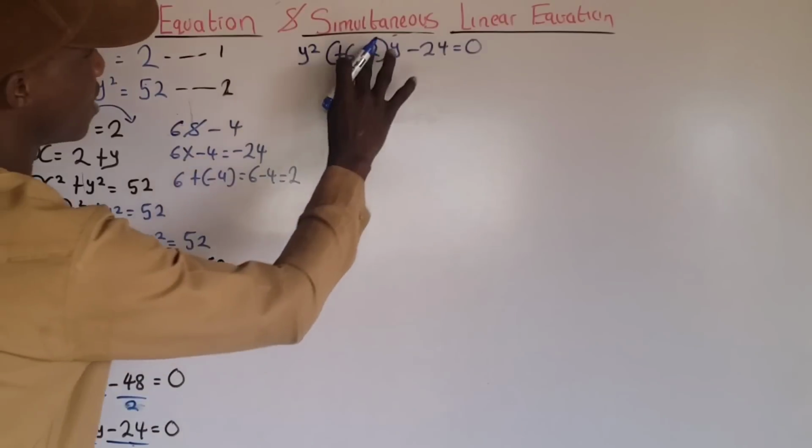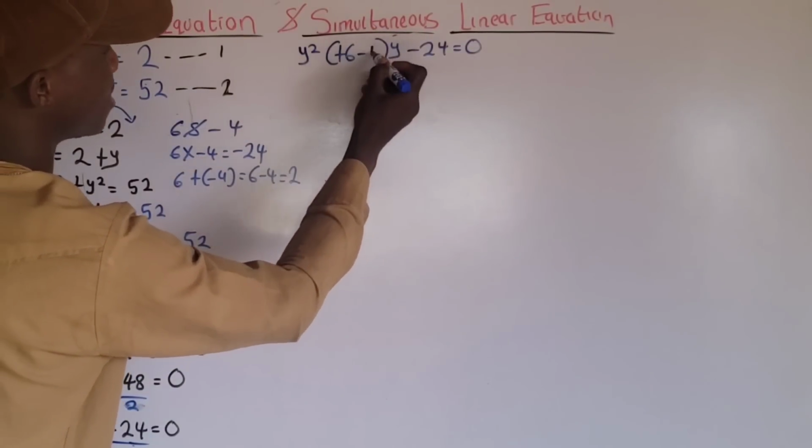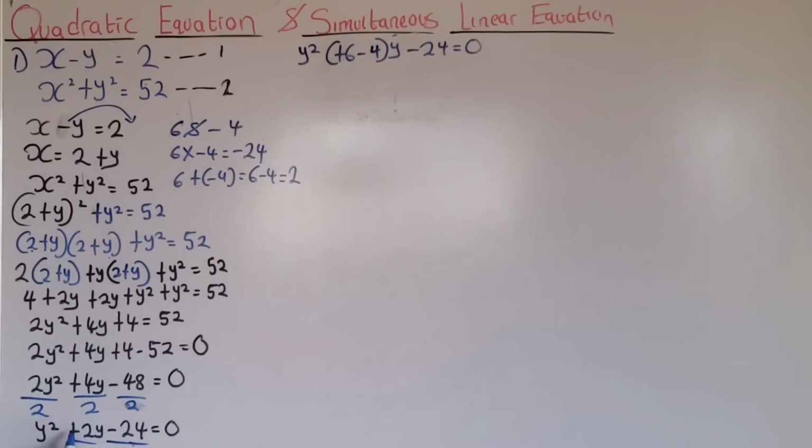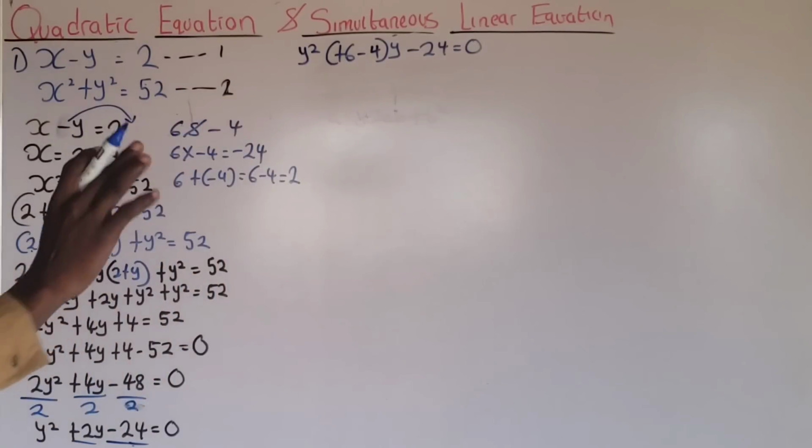Plus 6 minus 4. It should be minus 4, sorry. Plus 6 and minus 4. So plus 6 minus 4 will give me what? Plus 2. You understand? So that is what I did. I've not done anything. Okay?